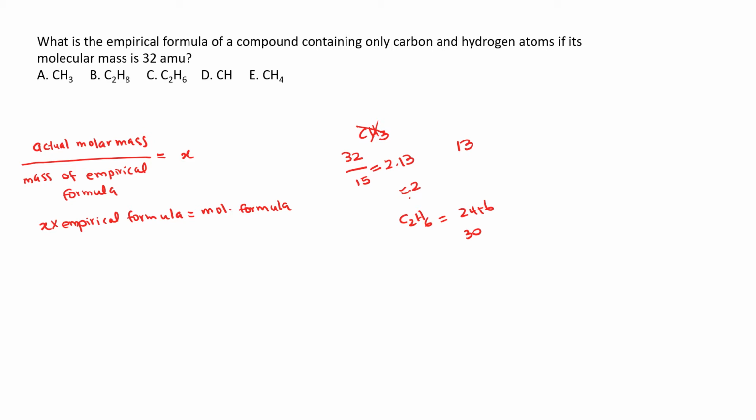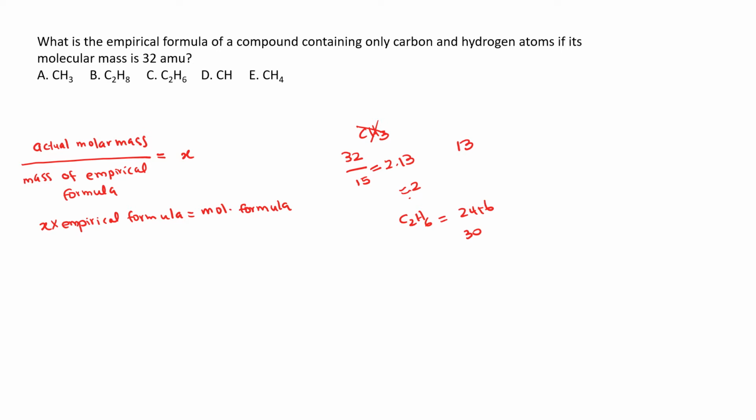It is CH3, and the empirical formula is the simplest form of your actual formula. So your molecular mass is 32. CH3 has a mass of carbon 12, hydrogen 1, so it's 15. 32 over 15 equals 2.13. Let's say it's 2, and then we have this ratio, and we are going to multiply the empirical formula by 2.